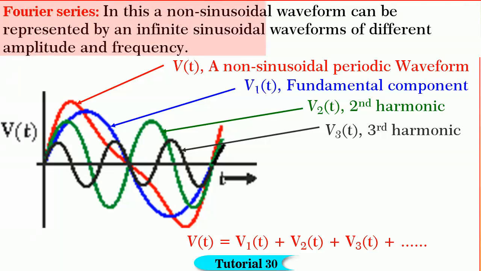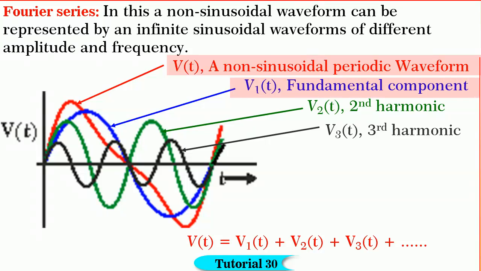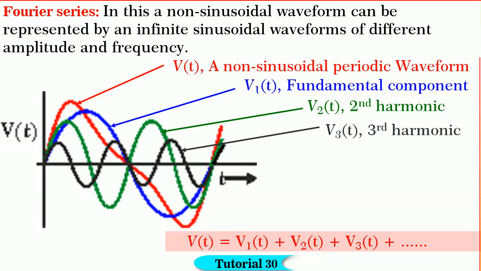Friends, I hope you know the Fourier series. In this, a non-sinusoidal waveform can be represented by infinite sinusoidal waveforms of different amplitude and frequency. You can see here in the figure a non-sinusoidal waveform and the fundamental, second harmonic and third harmonic waveforms are shown. So, we know that v(t) is equal to v1(t) plus v2(t) plus v3(t) plus so on. Now, you can visualize this equation and see that it is nothing but the superposition theorem, isn't it?